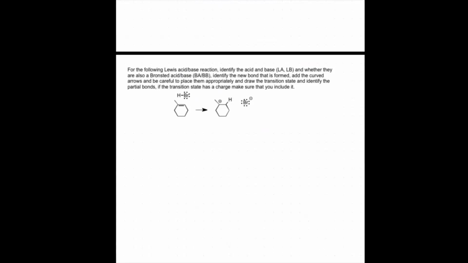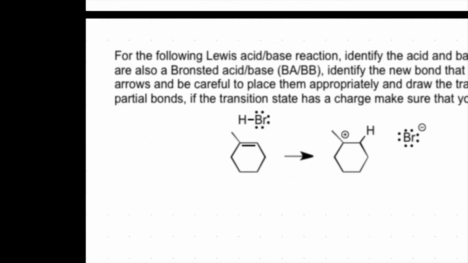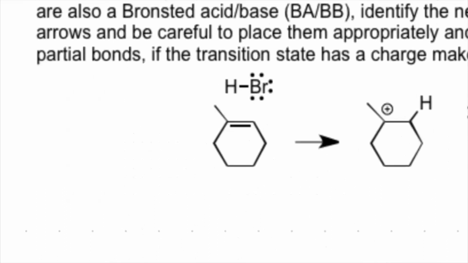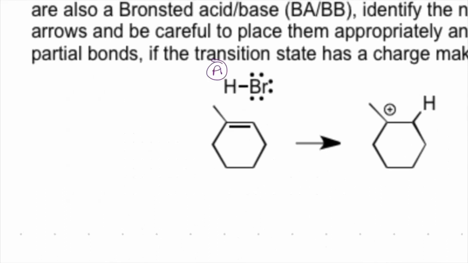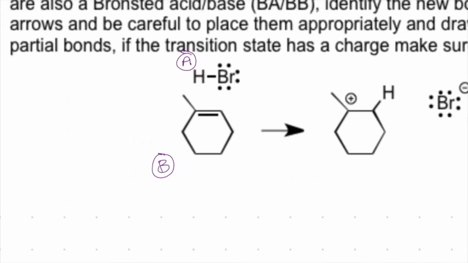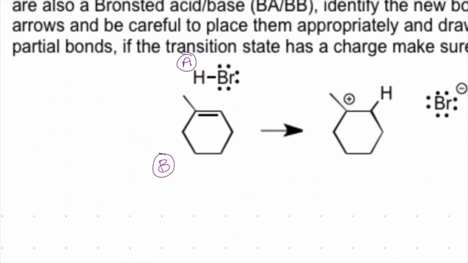So however you guys prefer to figure out, do you prefer to label the Bronsted acids and bases first, or do you prefer to do curved arrow first? I'm good with whatever you think. Labeling. Okay, labeling. All right, well, label away, my friends. So what we're going to label is our reactants. So we have reactant A and reactant B. Okay. So what is A?